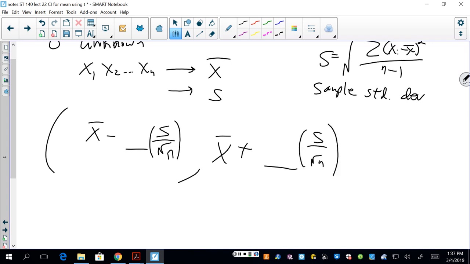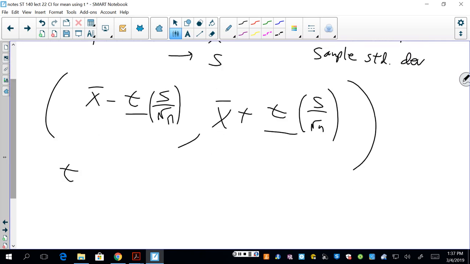So instead of sigma over square root of n, we're going to have an s over the square root of n. And to compensate for the fact that we're replacing something known by something random, we're going to put in a t distribution t value instead of a normal. So the t value is from a t distribution.